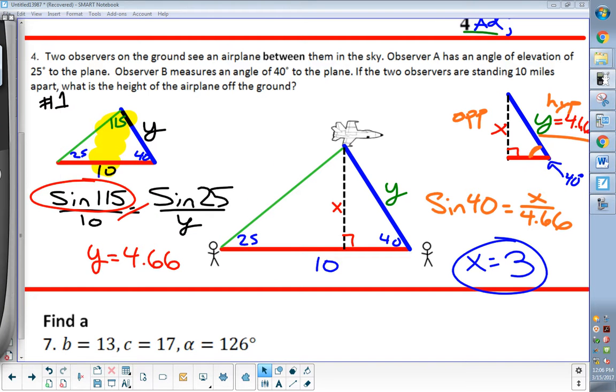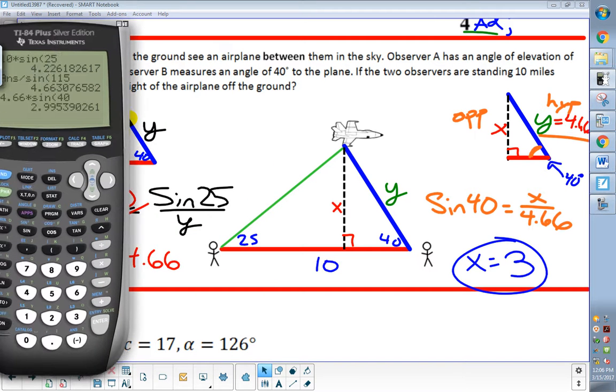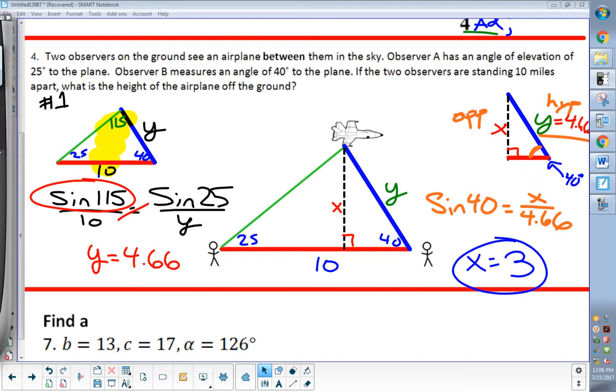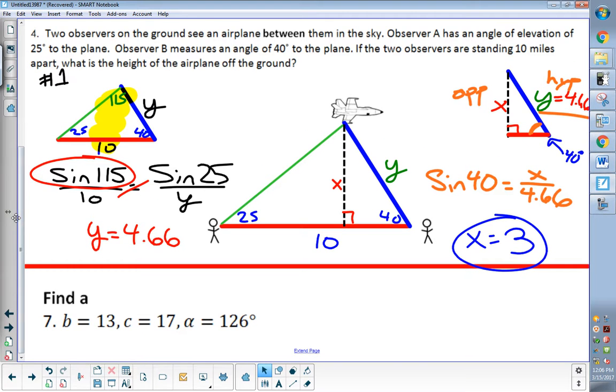It was 2.995, so I rounded to the second decimal. I'm not going to count it wrong if we round incorrectly, but it should be 3. Questions on number 4? Let's go to number 7.